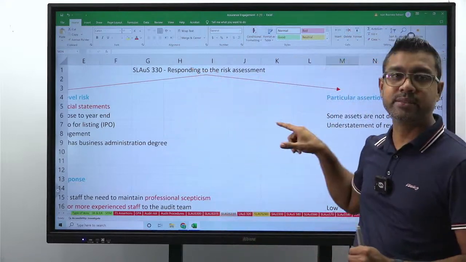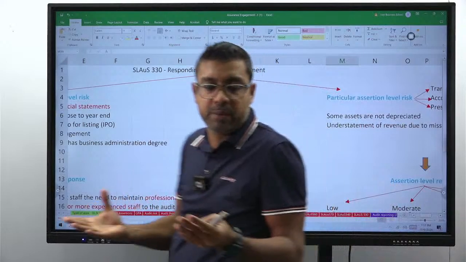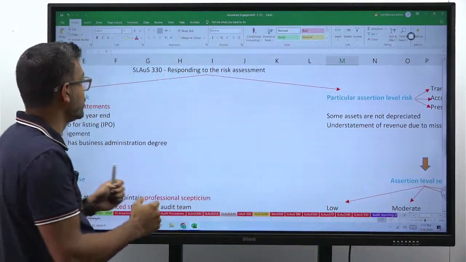Responding to the assessed risk. For responding purposes, I'm going a little faster because we have to manage the time also, right?